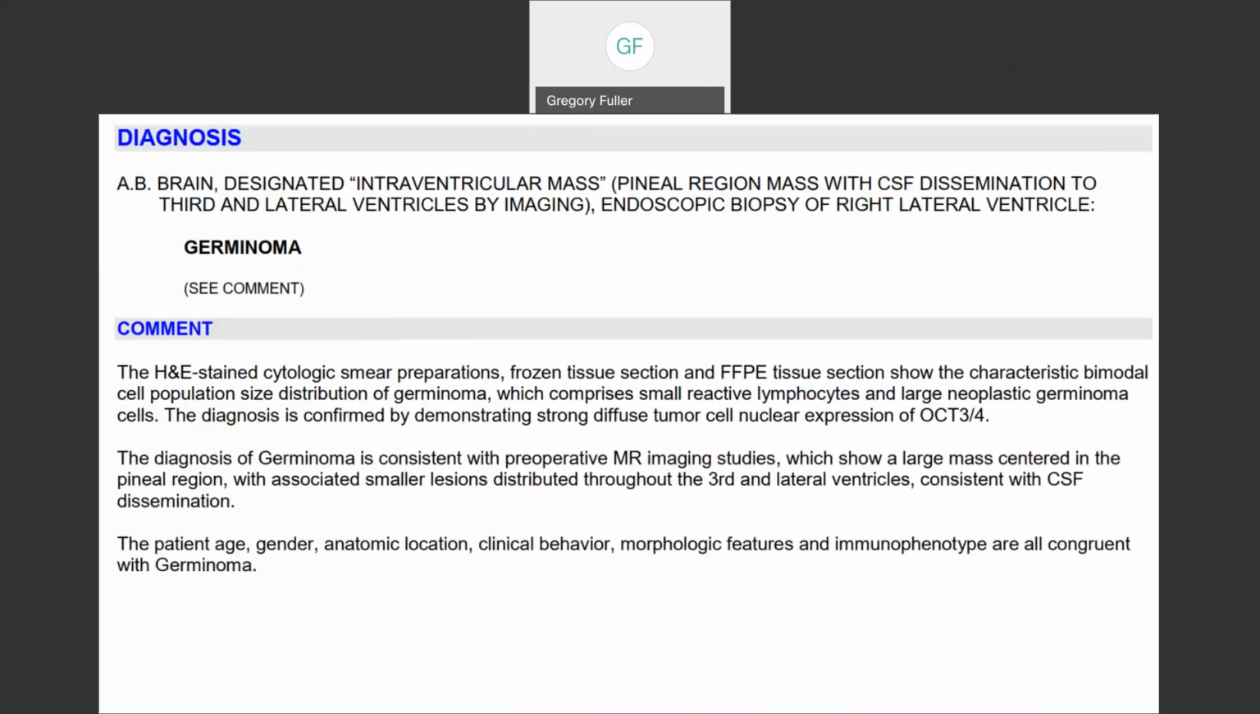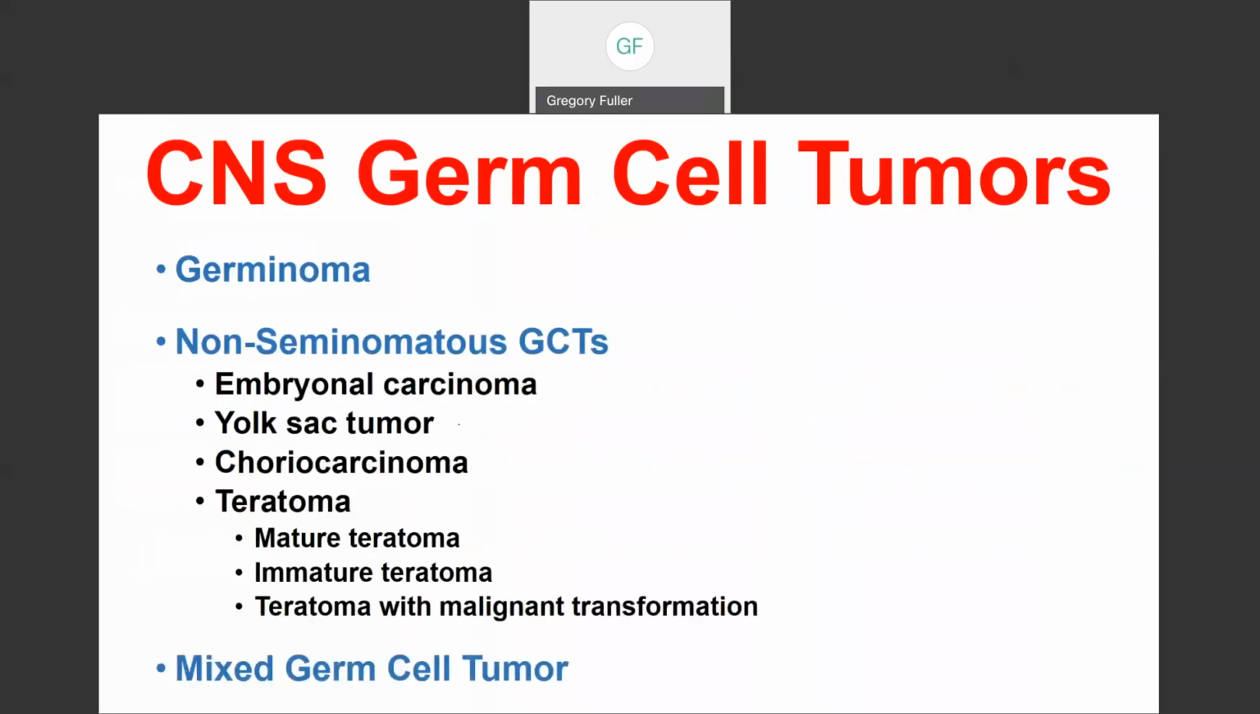Listen to this. This is a great concluding paragraph. The patient's age, gender, anatomic location, clinical behavior, dissemination, morphologic features, and immunophenotype are all congruent with germinoma. I think it would be reassuring to the primary care physician, the neuro-oncologist, and the radiation oncologist that the pathologist has done their due diligence and checked for incongruencies and red flags in all 8 data spheres of the Venn diagram model. All right, super quick. CNS germ cell tumors, 3 big categories.